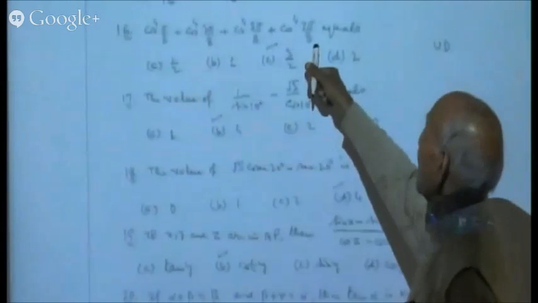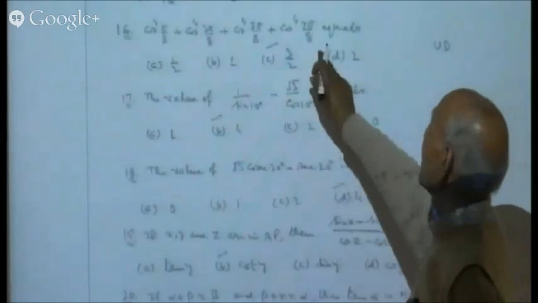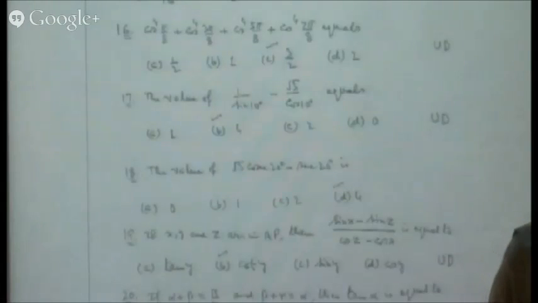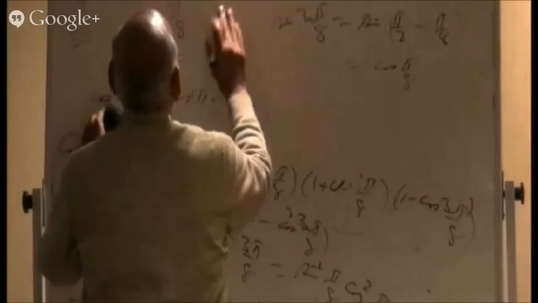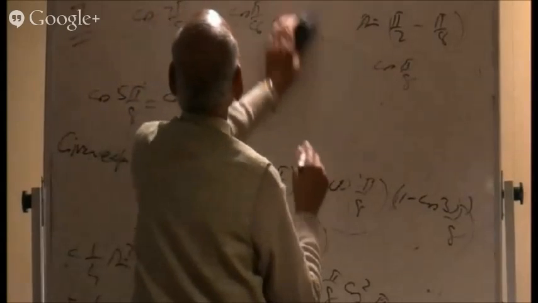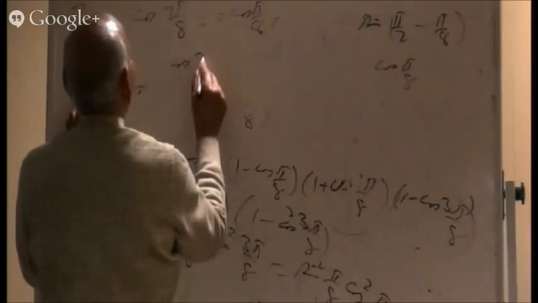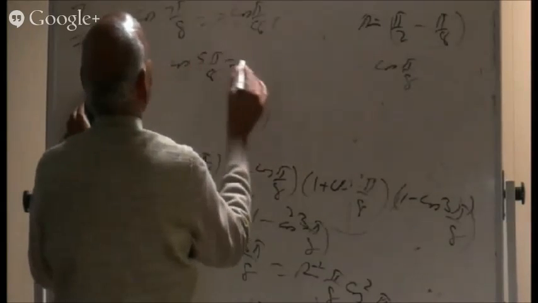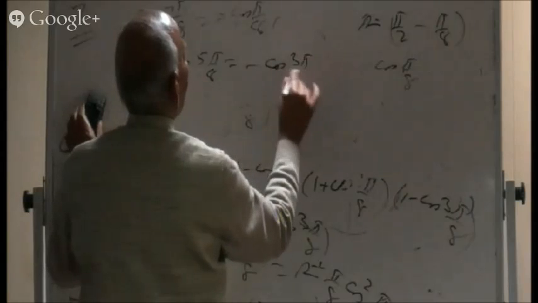So here is cos of 7 pi by 8. Here is cos of 5 pi by 8. What was cos of 7 pi by 8? It was minus. So cos of 7 pi by 8 was equal to minus cos of pi by 8. And what was cos of 5 pi by 8? That was equal to minus cos of 3 pi by 8.